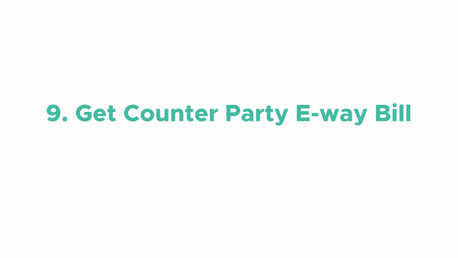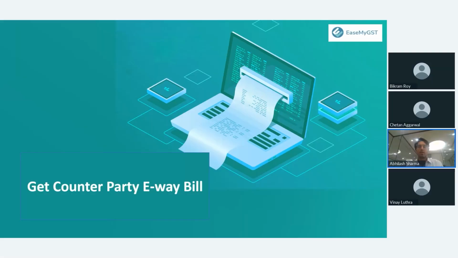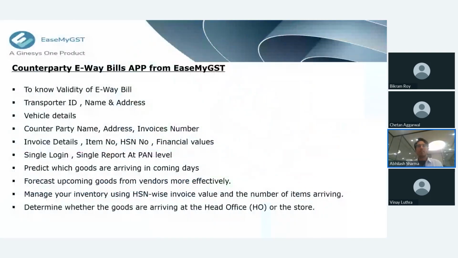A key benefit of ℏ/GST is that the data for get counterparty is available only for 40 hours from the government portal. But we can fetch and get the data from ℏ/GST whenever we want. So what is the key benefit of the get counterparty e-bill app from ℏ/GST?